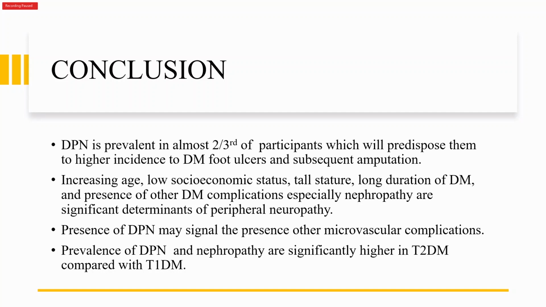Sometimes take the time to calculate their eGFR. Once the eGFR is deranged, know that there's presence of peripheral neuropathy. The presence of peripheral neuropathy may signal the presence of other microvascular complications like retinopathy, and the prevalence of DPN and nephropathy are significantly higher in type 2 DM patients compared with type 1 DM.